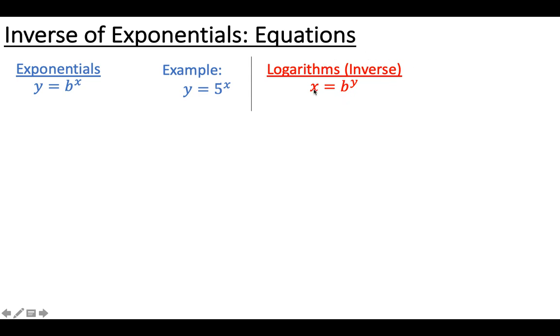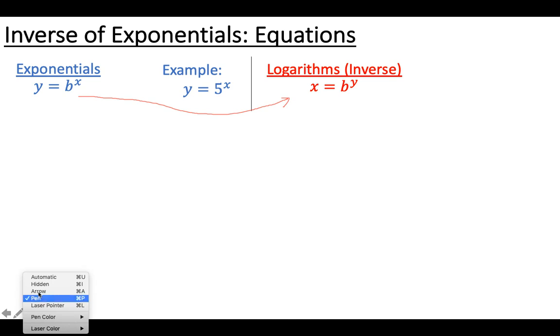Okay, x equals b to the y. All I did was take this right here and do what an inverse is. I just switched the x and y. That's what it means to do an inverse, right? So that's all I did. Just switch the x and the y.